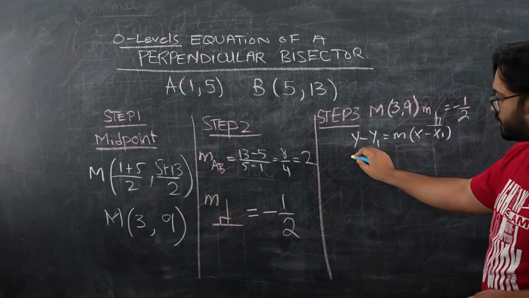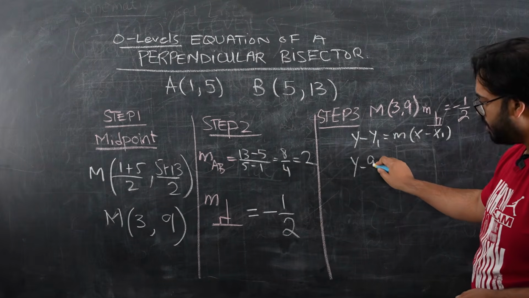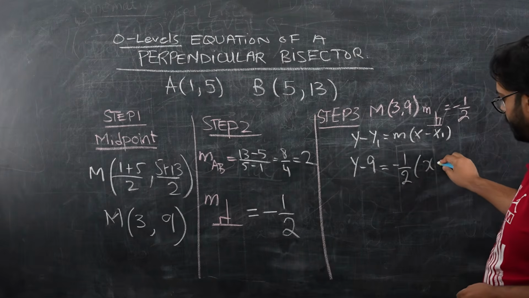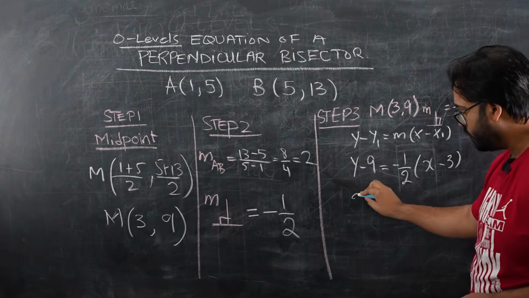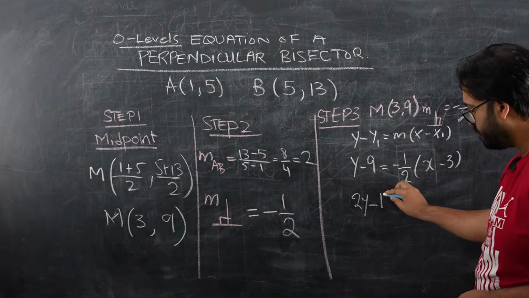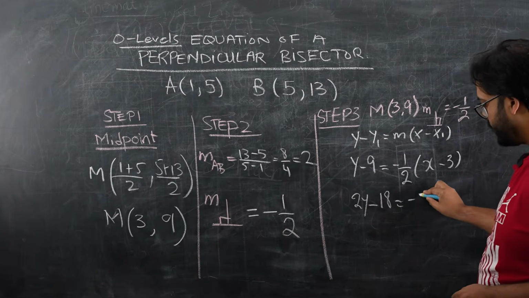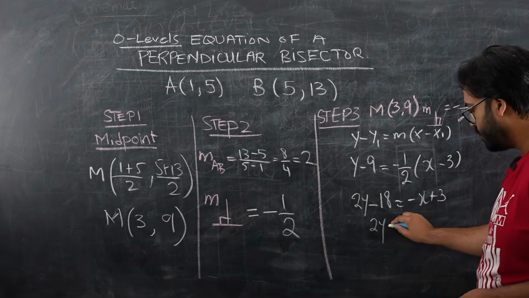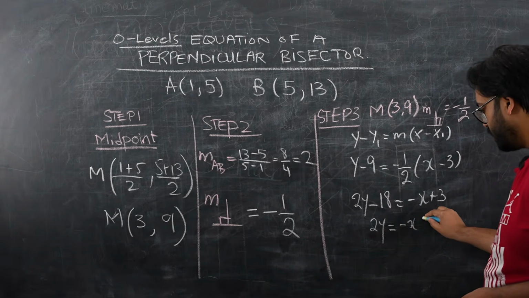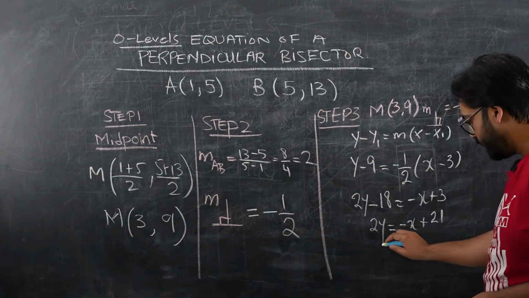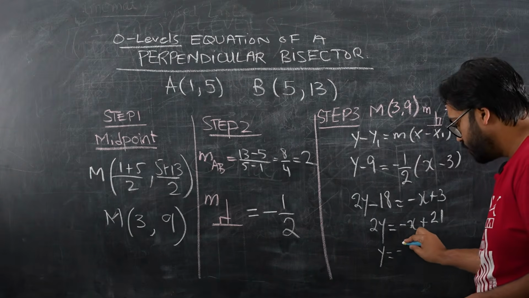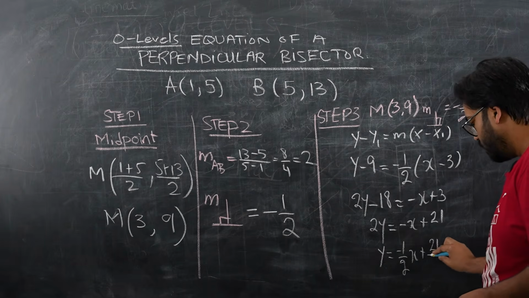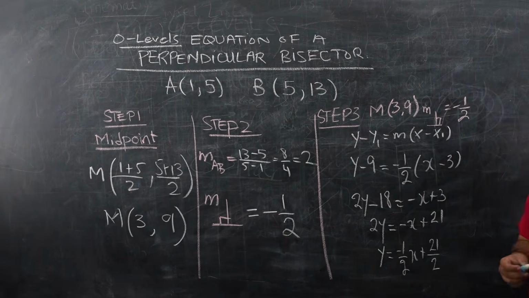So this would be y minus 9 is equals to negative 1 by 2 times x minus 3. So here this will become 2y minus 18 would be equal to minus x plus 3. And this will become 2y is equals to minus x plus 21, and now you can divide by 2. So this would be minus 1 by 2x plus 21 over 2. So this would be our final answer.